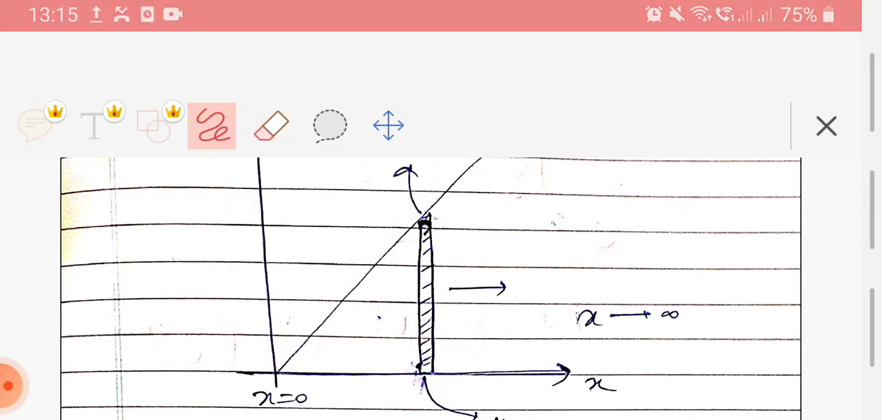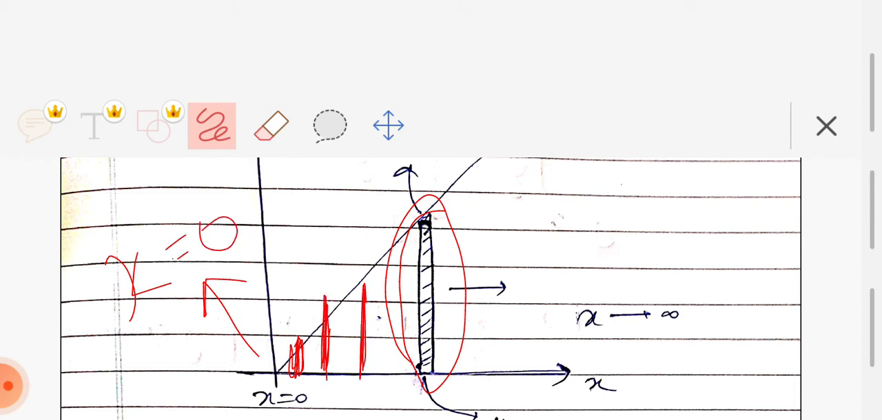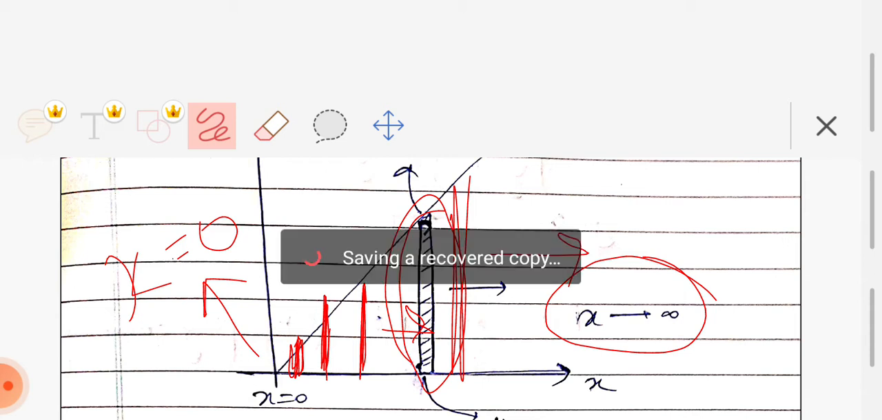And secondly, what about x? This vertical strip will start from here, from the extreme left corner, that is at the origin. So that is x equal to 0. And this strip will move on, tracing all the area below this line and moving along this direction, and there's no end, so x approaches infinity. So that's the basic limit we have, but that's the limit we have to change.